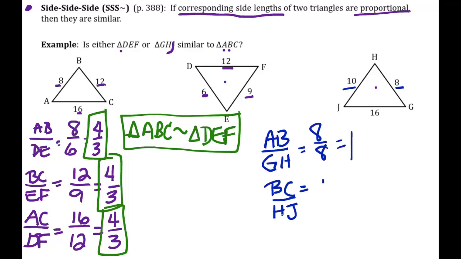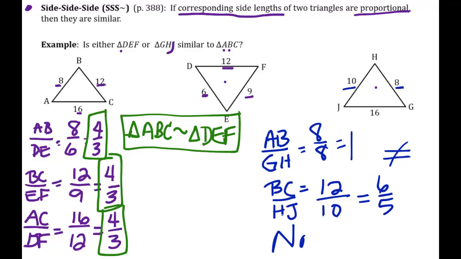BC is 12, and HJ is 10. And 12 over 10 does not reduce to 1. If I divide both by 2, I get 6 over 5. So these are not equal. The ratios are not equal, so they are not going to be similar. Okay, so that's your side, side, side similarity.